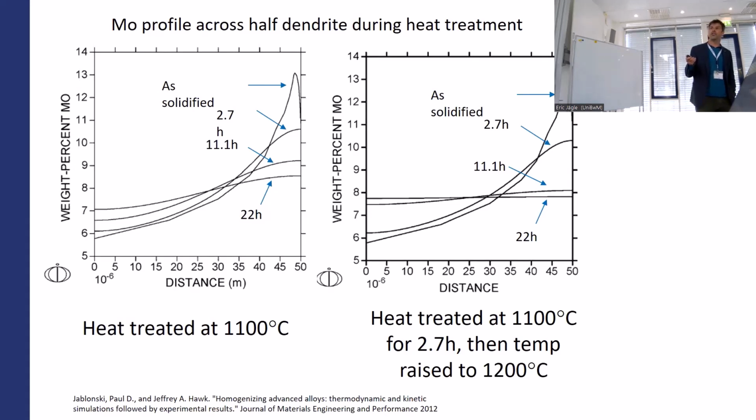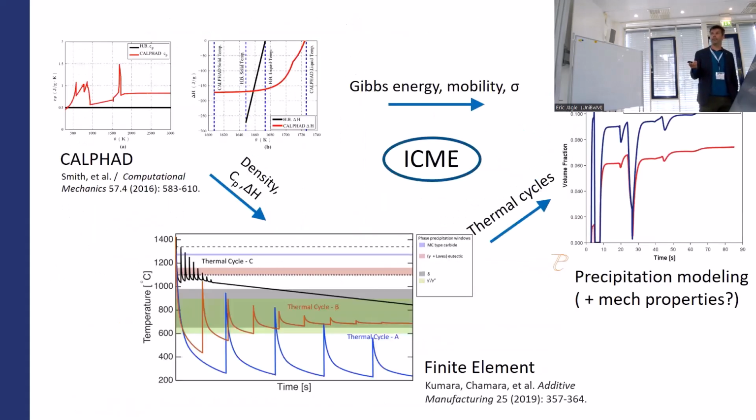And you can see that if you just use a rather silly homogenization temperature of 1100 degrees, even after 22 hours, you've still got a significant amount of segregation left. But if you do a two-step, so start at 1100 until the solidus temperature is increased enough to increase your temperature to 1200, then you can reduce the homogenization time to 11 hours. Again, this is a Jablonski paper.